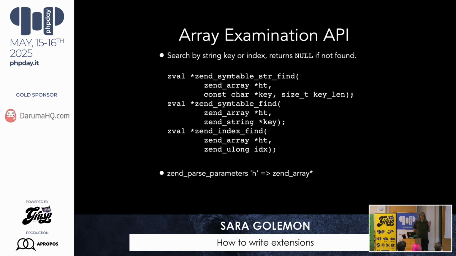So we have a number of ways to look at arrays. I showed you zend_symtable_str_find as kind of the easiest example. zend_symtable_find is the same thing, but it uses a zend_string instead of separate pointers and lengths. And of course, you have zend_index_find for numerically indexed arrays. Pretty straightforward.